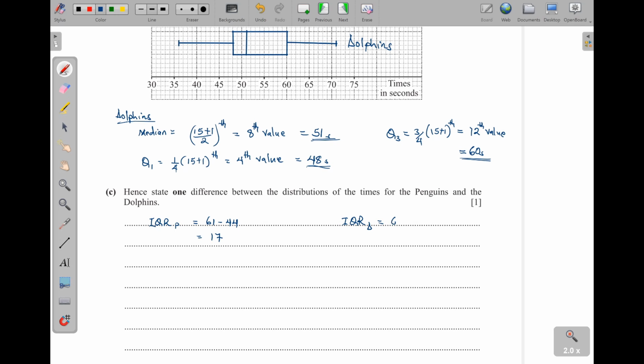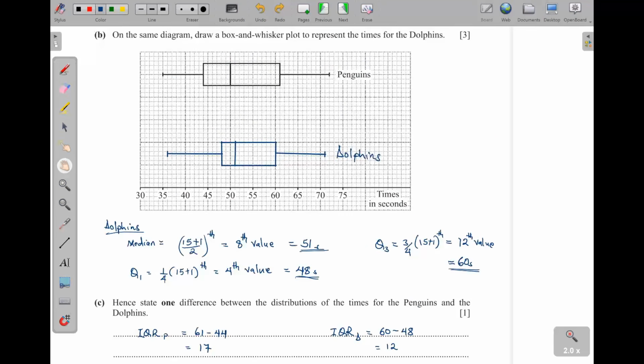Because we have seen this is 60, then minus the 48. This one gives us 12. So this one is bigger than this. And you can see the boxes. This one is longer than this one here. So meaning the values of times for penguins vary more. They are more spread compared to the values for the dolphins. Okay. So they have a higher interquartile range.